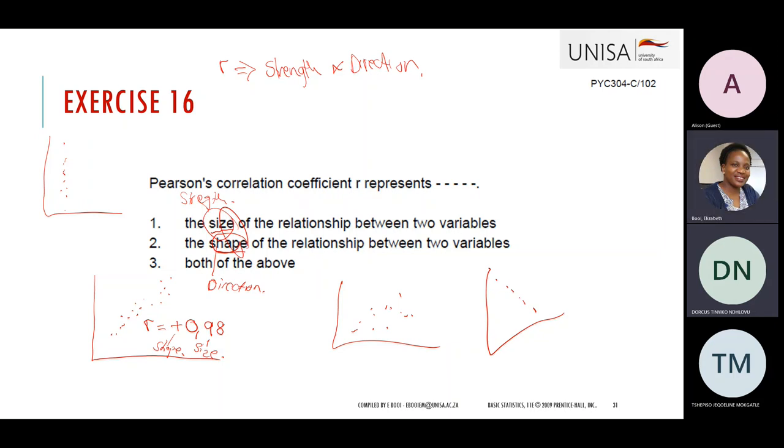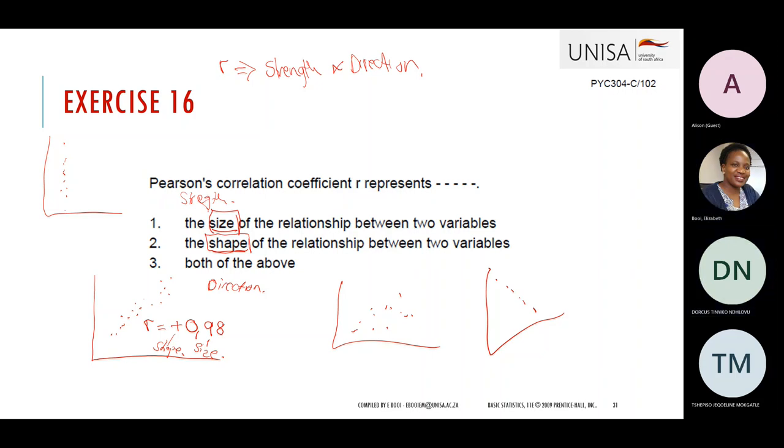Miss Elizabeth, if I may say something, yes, I also agree with you that it's number three, because when you look here, it says if dots form a U or S shape, then the correlation coefficient is not relevant. So it means that we also deal with shapes when it comes to plotting the graphs, you understand? So it is true, it deals with size and shape also. I agree. So it is number three.